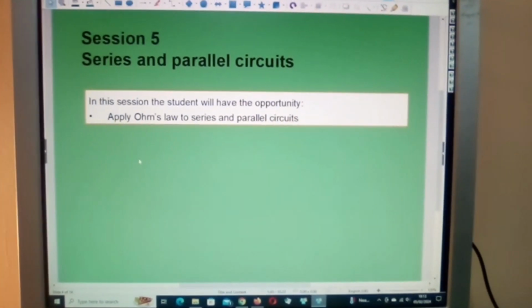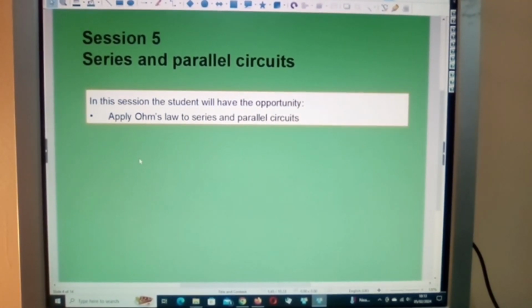And here, for me, this is session 5, series and parallel circuits. In this session, the student will have the opportunity to apply Ohm's law to series and parallel circuits.